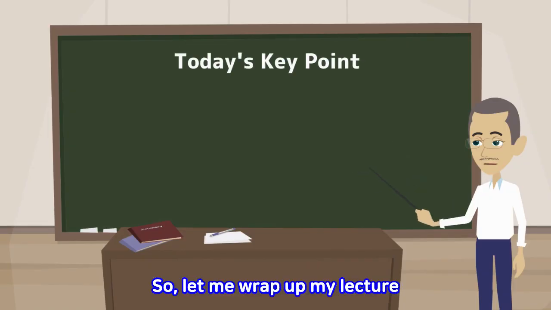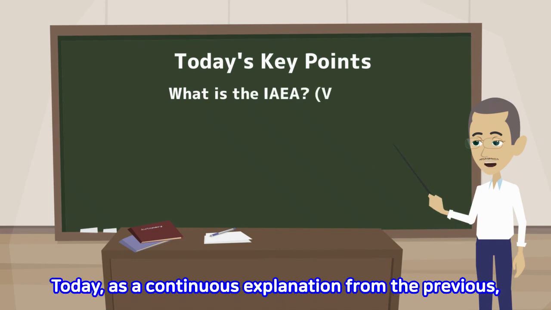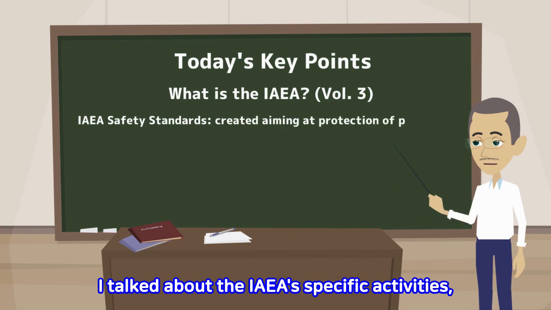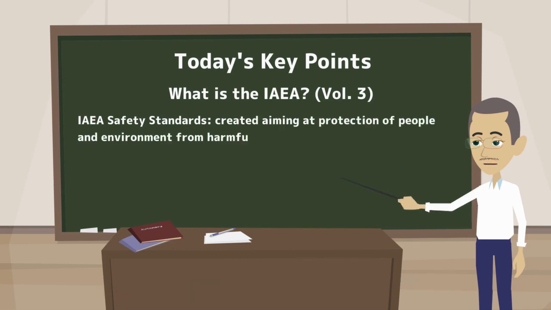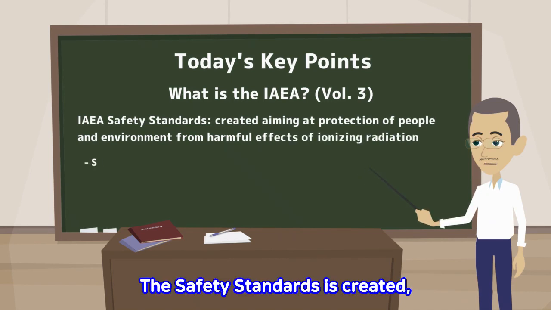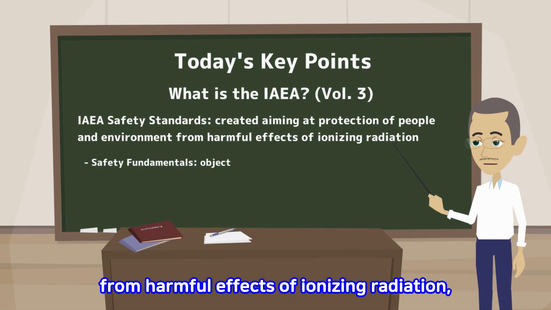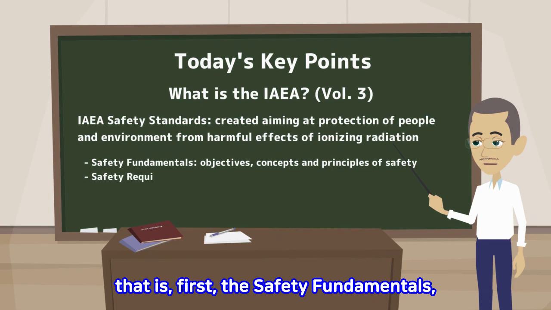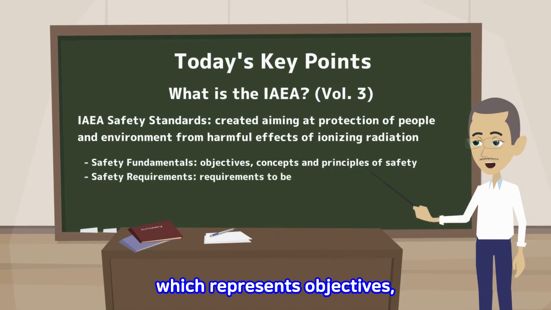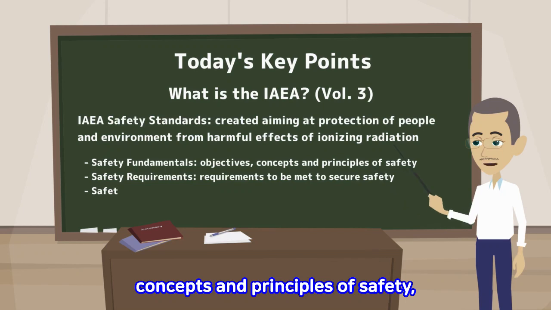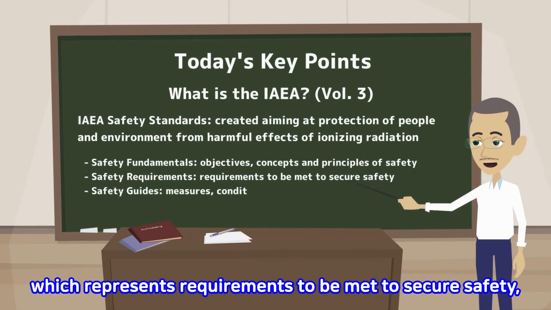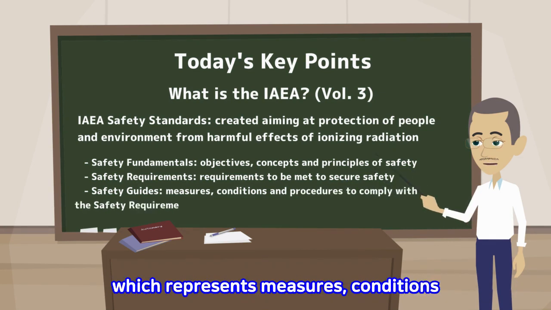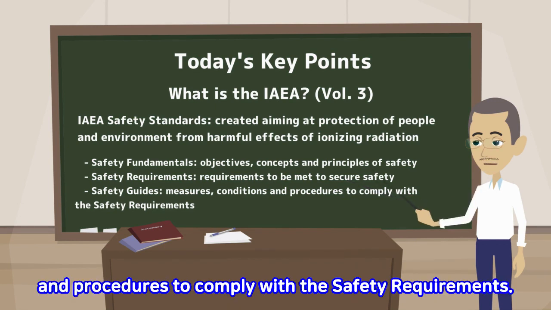So, let me wrap up my lecture by providing you the key points. Today, as a continuous explanation from the previous, I talked about the IAEA specific activities, especially the IAEA Safety Standards. The Safety Standards is created aiming at protection of people and environment from harmful effects of ionizing radiation, and consists of three kinds of documents, that is, first, the Safety Fundamentals, which represents objectives, concepts and principles of safety, and secondly, the Safety Requirements, which represents requirements to be met to secure safety, and lastly, the Safety Guides, which represents measures, conditions and procedures to comply with the safety requirements.